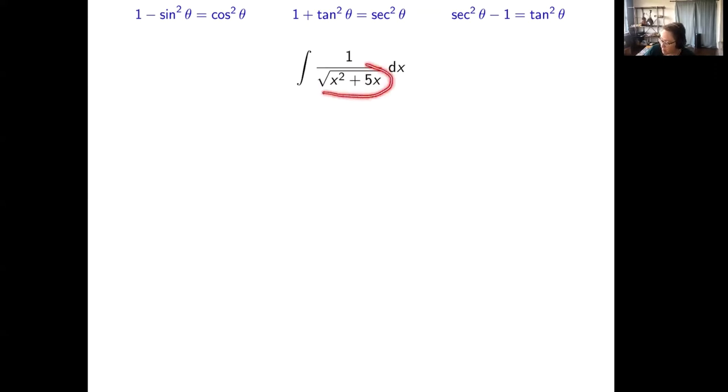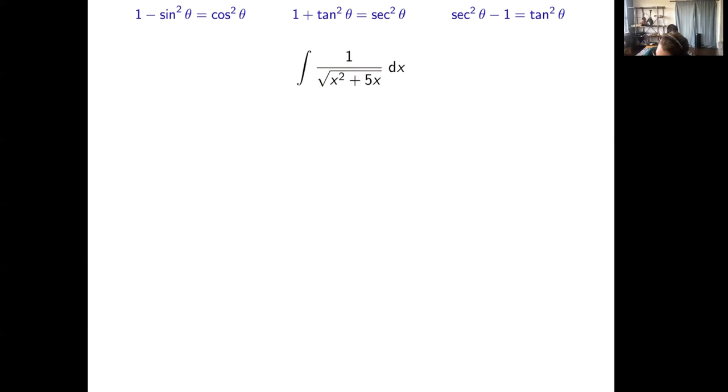It doesn't immediately fit any of these three forms. So what I'm going to do is complete the square. This is what we do when we want to use trigonometric substitution, but we have something multiplied by x as opposed to just x squareds and constants.